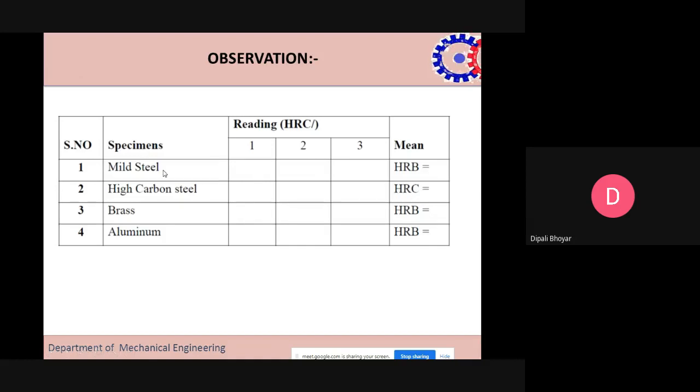Generally mild steel comes under the B scale, so here we get HRB, that is hardness Rockwell with a B scale. High carbon steel comes under the C scale, so we get hardness Rockwell with a C scale. Brass and aluminum come under the B scale, so we get the hardness Rockwell on the B scale for these specimens.